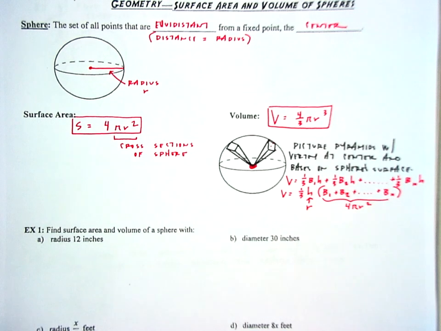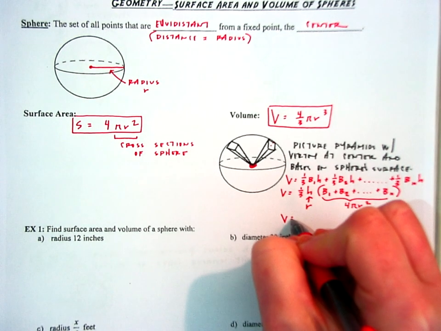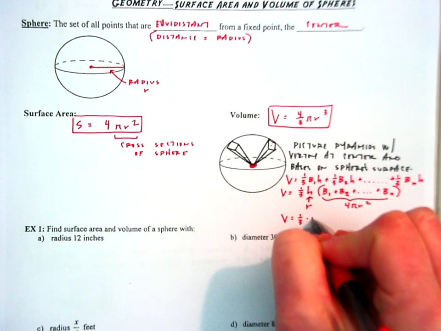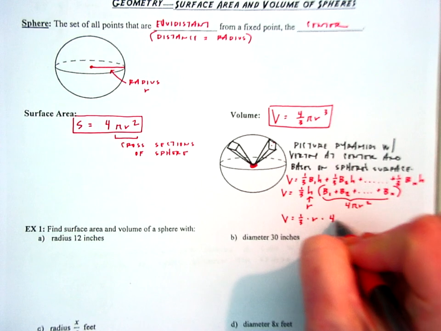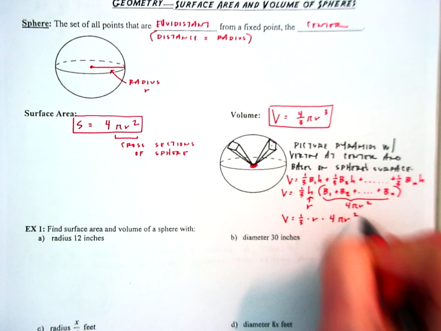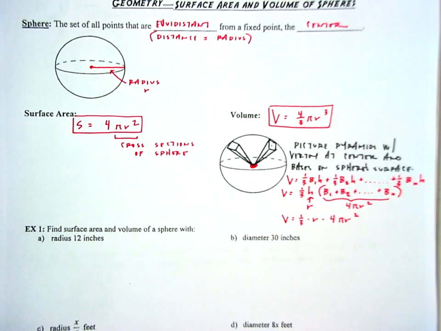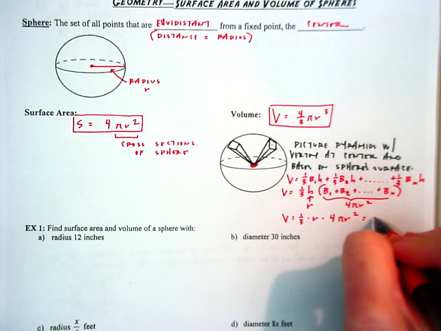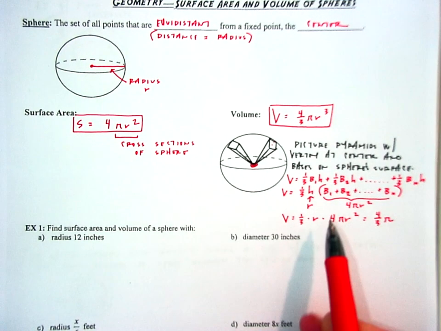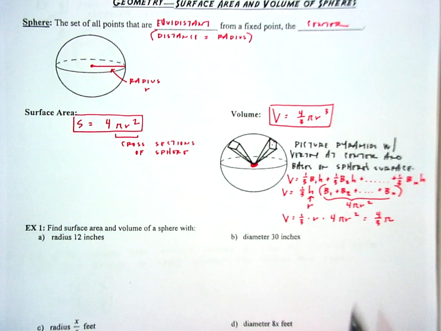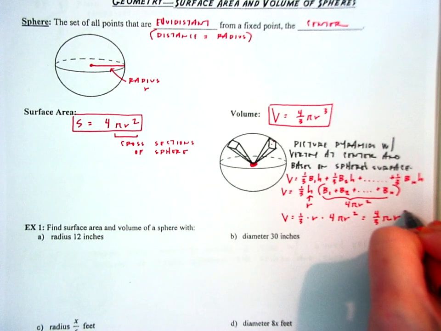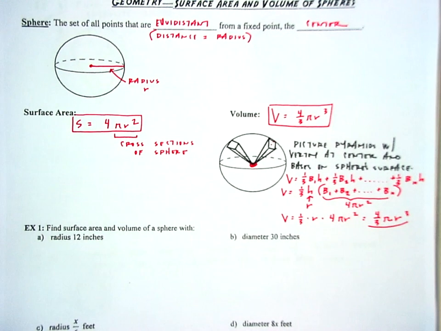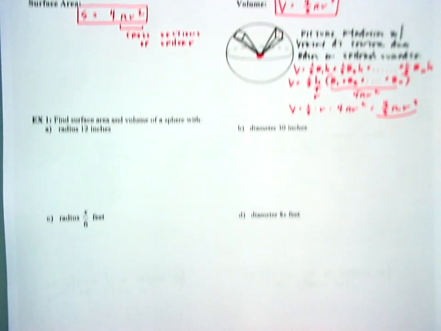So now I have my volume is 1/3 times the radius times 4 pi r squared. When I multiply that straight across, I get my 4/3, I get my pi, and I have an r times an r to the 2nd power. There's my r to the 3rd power. So my formula for volume is 4/3 pi r cubed. All right, slide it up.